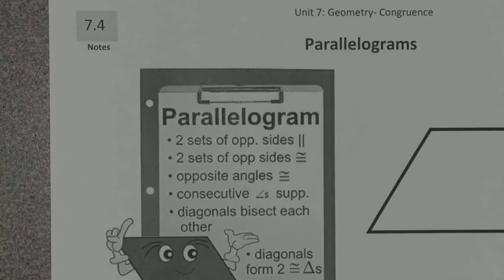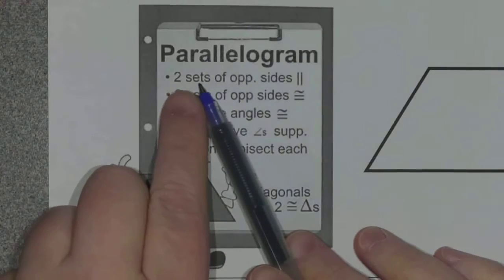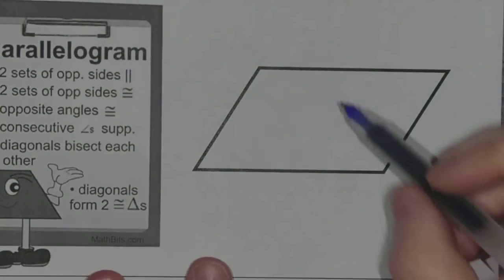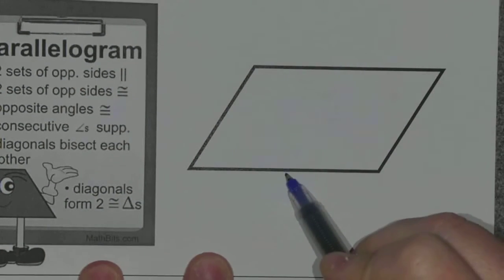So note-taking guide 7.4 on parallelograms. So here's the rules for parallelograms in this little box right here. The first one is that two sets of opposite sides are parallel. So this side up here is parallel to this side.